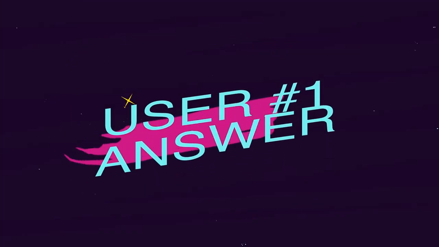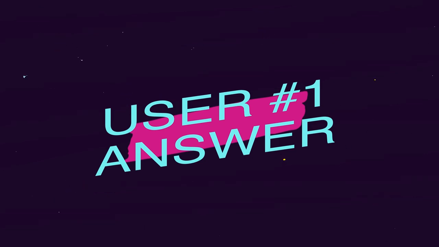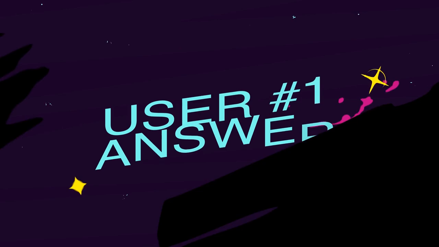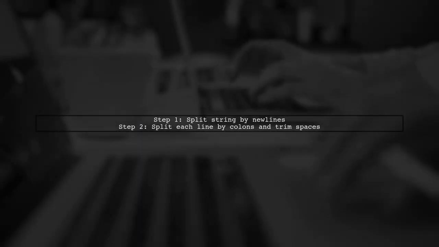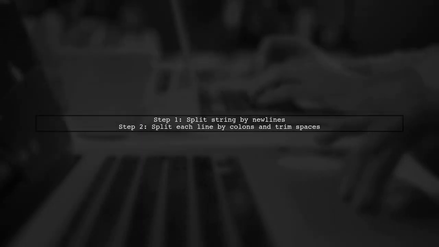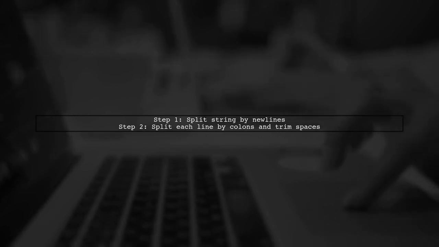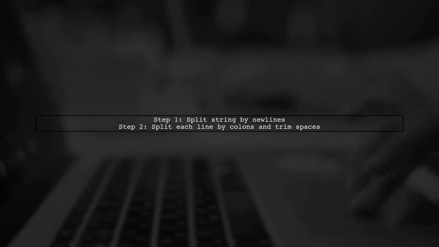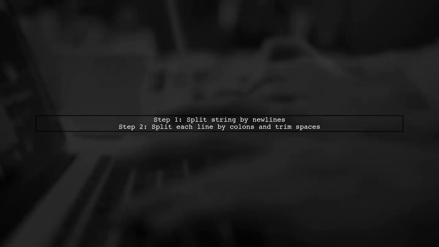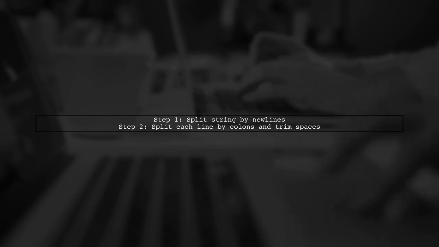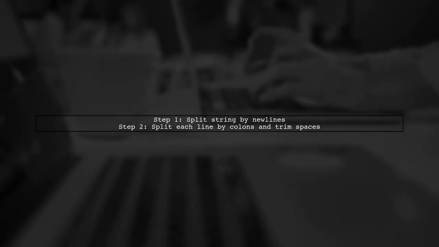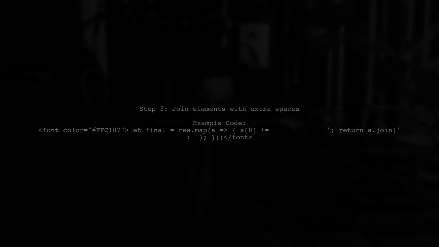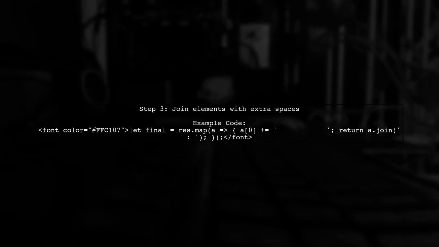Let's now look at a user-suggested answer. To format a string in AngularJS with correct spaces, start by splitting the string into an array using newline characters. Then, split each line by colons and trim any extra spaces. Finally, join the elements back together, adding extra spaces to the first element of each line for consistent formatting.